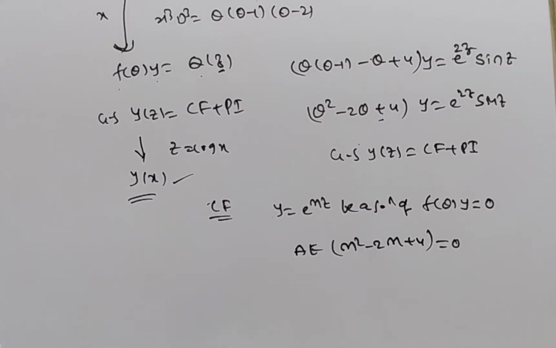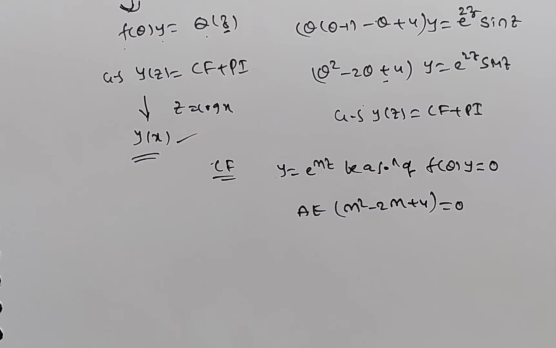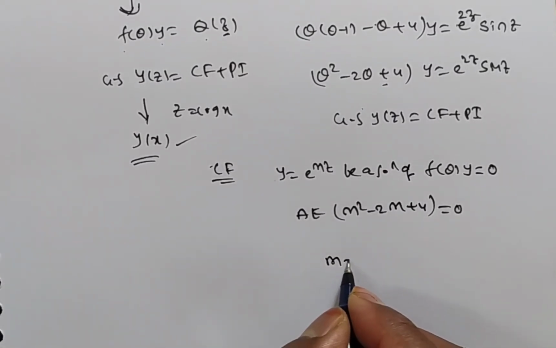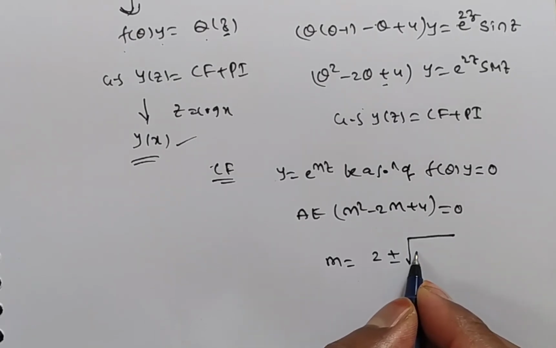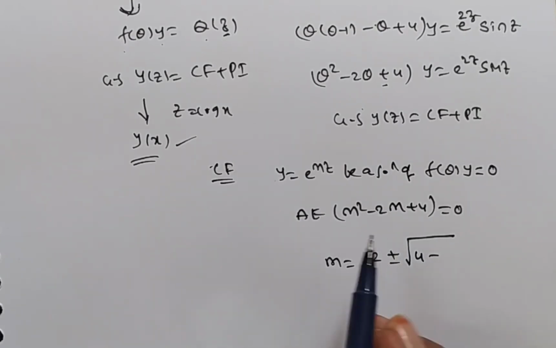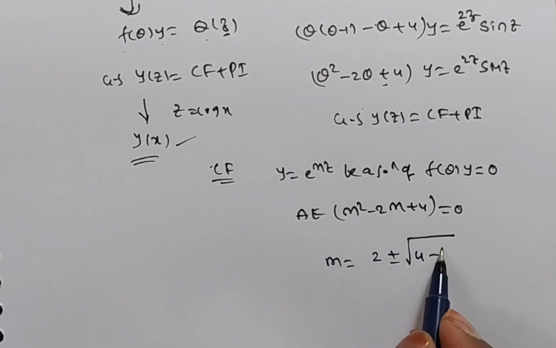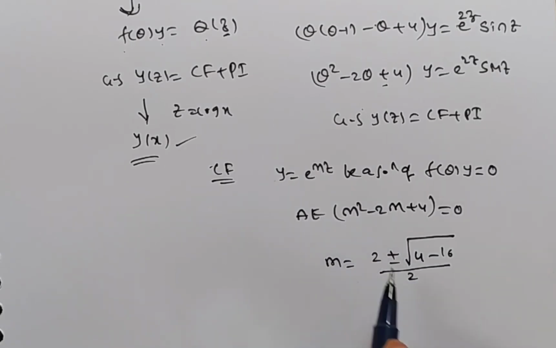Now we have to find the roots for m. Then we need to write the complementary function. Here you have 4 but it is a minus 2. So go for the formula minus b plus or minus under root of b square minus 4ac, by 2a. In this case m is equal to minus of minus 2, means 2, plus or minus under root of b square, means 4, minus 4ac, 4 4s are 16, by 2a.